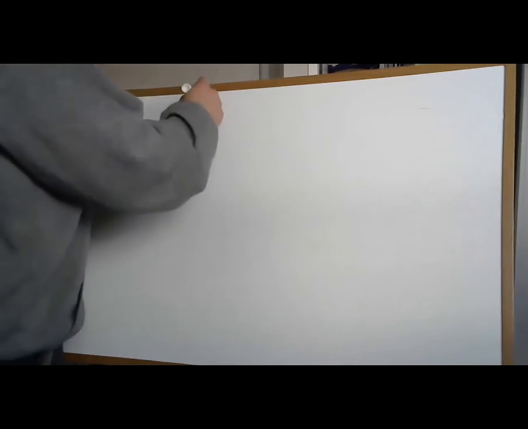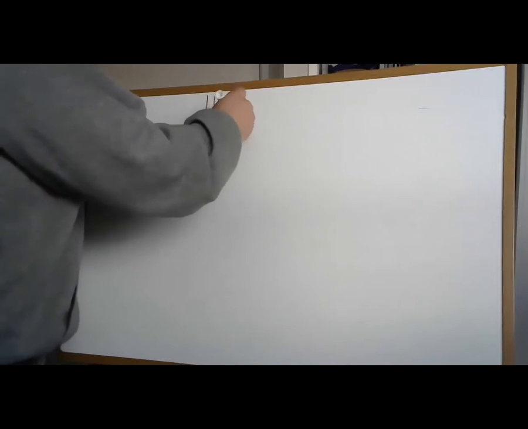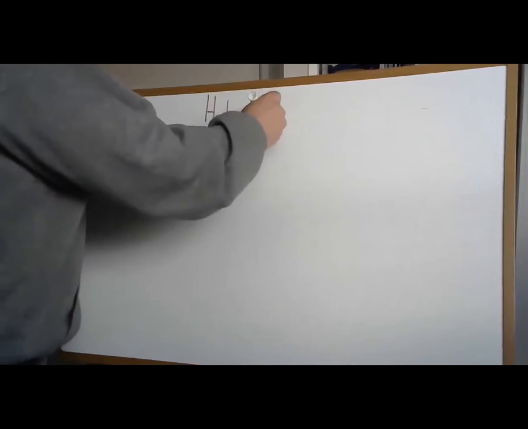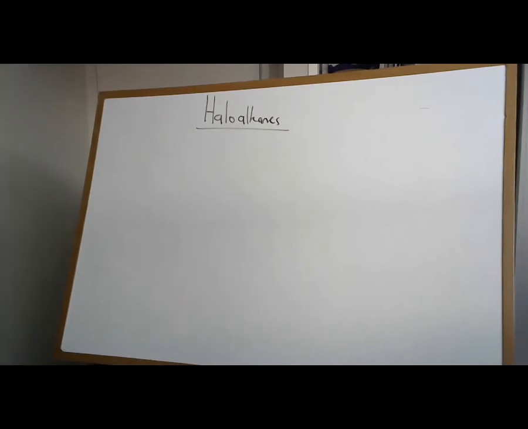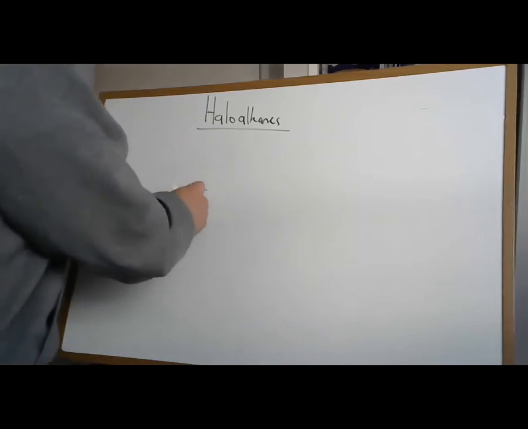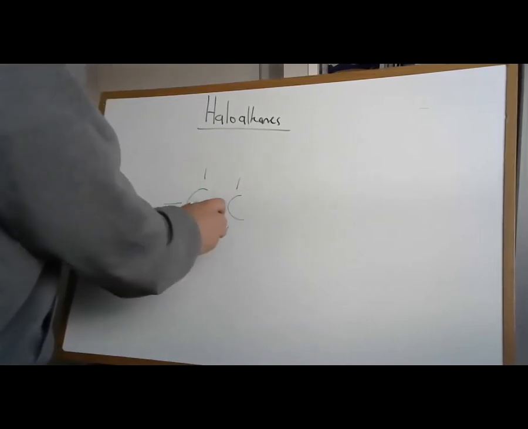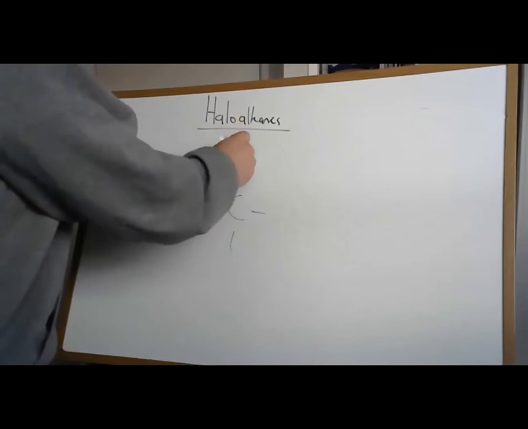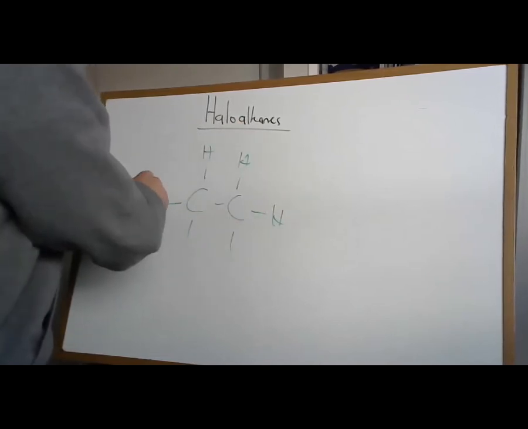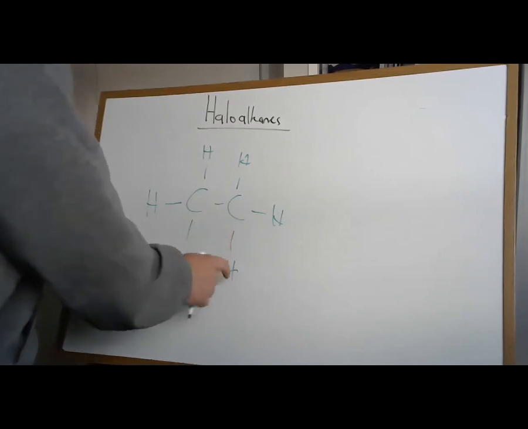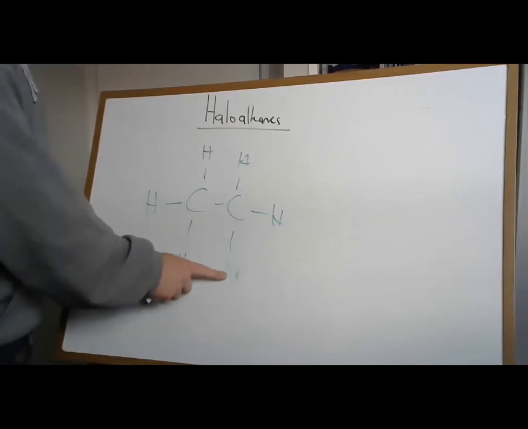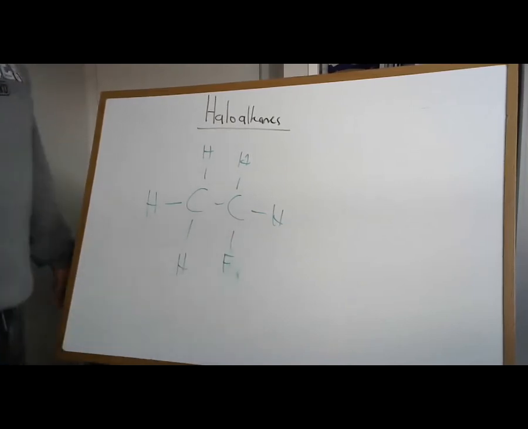So, haloalkanes, I haven't really gone through them, so I'll give you a quick overview. What they are is alkanes that have a halogen attached. So we might have ethane, but instead of a hydrogen here, we have fluorine. So that's what a haloalkane is.